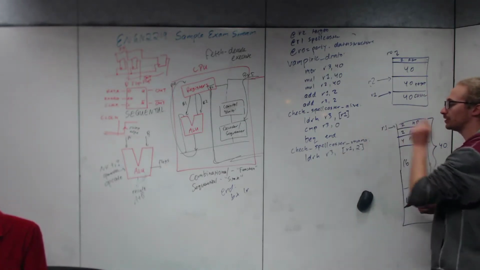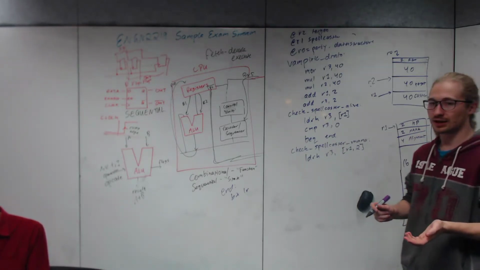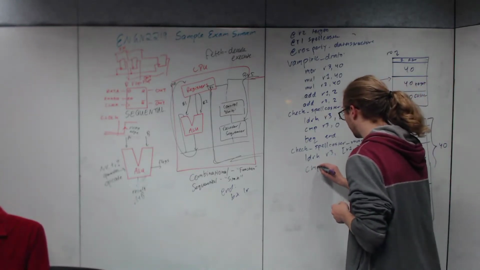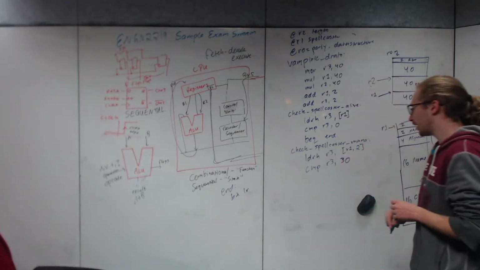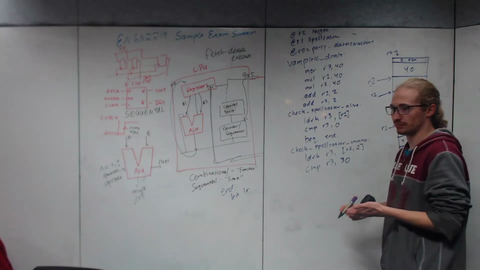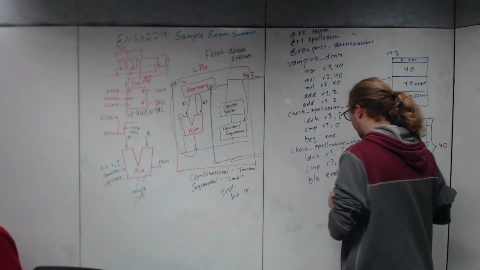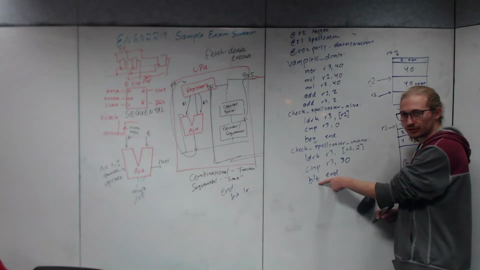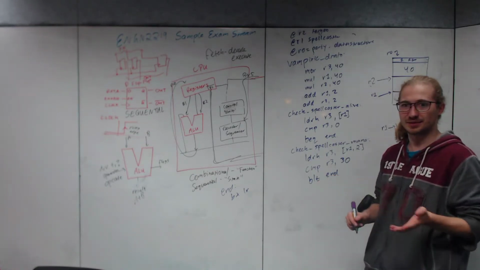So R3 should contain how many mana points the spellcaster has, and we have to check that he or she has at least 30 mana points. So I want to compare R3 with 30, and then branch less than to end. Because if there's less than 30 mana points, then I can't cast the spell. BLT, that's fine. And this would be a really good case to check. Does BLT branch if it's strictly less than, or if it's less than or equal to? I have no earthly idea, so this would be a good time to check the cheat sheet.